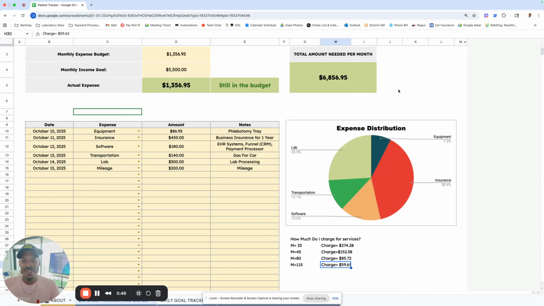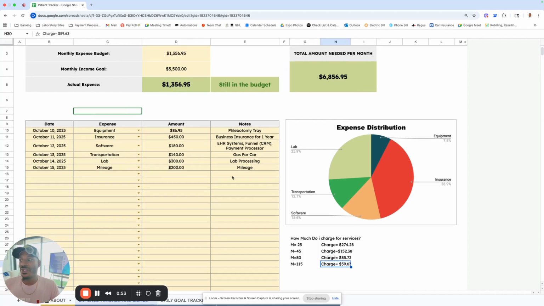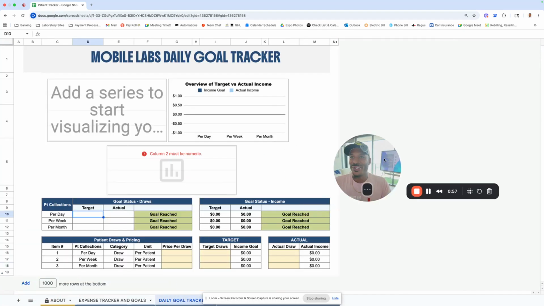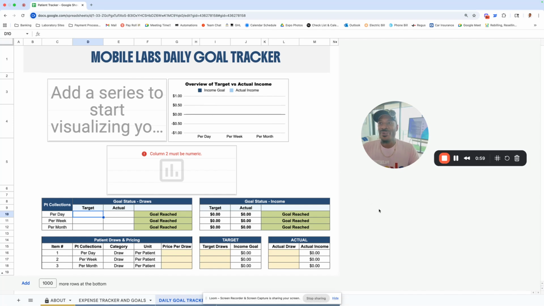Okay, so get those three numbers. Month is 115. You're charging $59.63, and you're trying to make this money of $6,856.95. Okay, and we're going to go right here to our daily tracker. Oh, my favorite tracker I use every single day. So this is going to be for your mobile phlebotomy business to keep track of your trackers.